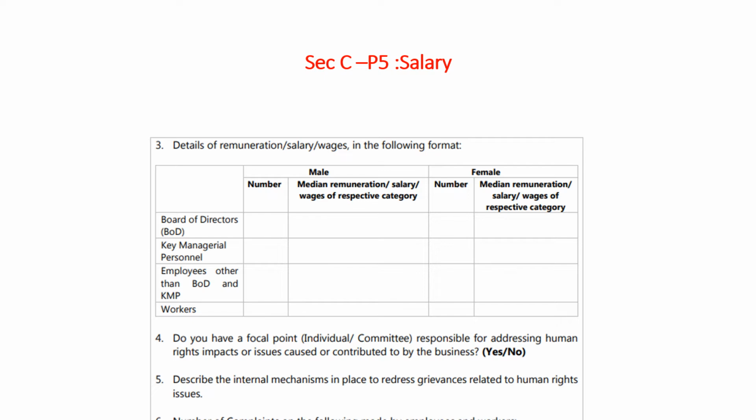And do you have an individual or a committee responsible for addressing human rights impacts or issues caused or contributed by the business? Describe the internal mechanisms in place to redress the grievance related to human rights issues. So what is the internal mechanism available?